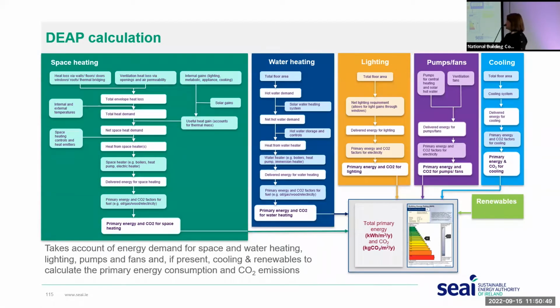So the calculation takes account of the energy demand for space heating, water heating, lighting, pumps and fans, and cooling and renewables as well if present. And it calculates the primary energy consumption and CO2 emissions. So it calculates the primary energy consumption in kilowatt hours per meter squared per year and the carbon emissions in kilograms CO2 per meter squared per year. And they're the two figures that appear on the building energy rating certificate.